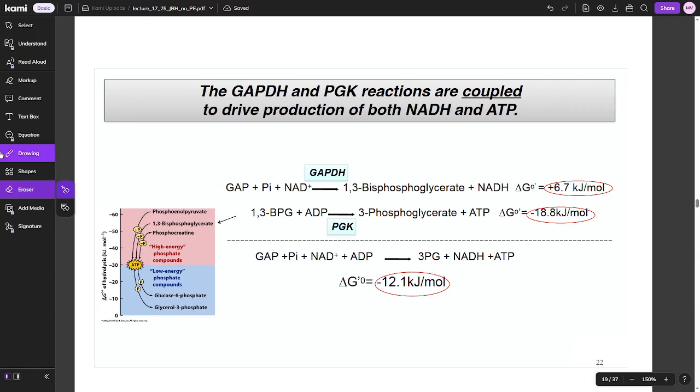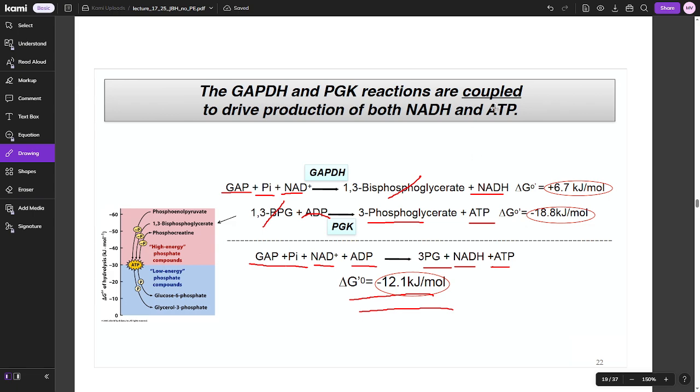So if we look at this, let's see which ones we can cancel out. So this and this cancel, right? What else cancels here? Is that it? That actually looks like it's it. So those two cancel, right? And what you're left with is GAP, Pi, NAD plus on that side with ADP. So GAP, Pi, NAD plus, ADP. Wow. With NADH, ATP, and 3-phosphoglycerate. If you add these two together, you get negative 12 kilojoules per mole.